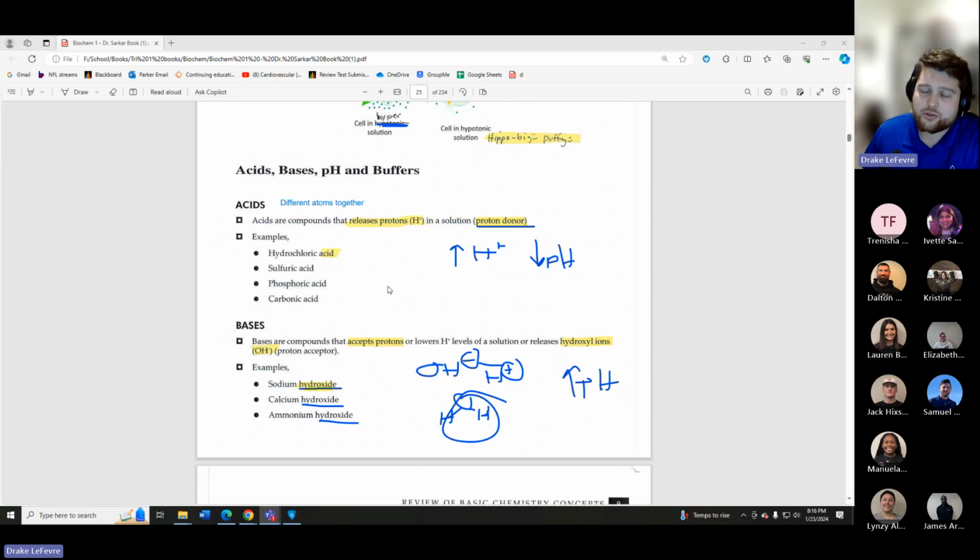So if we put a strong acid into a solution, what is it going to do to the pH? Decrease. Yeah, drop it. Good. The pH will decrease because the more hydrogen we have, the more acidic the solution and the lower the pH value. And so that is opposite for bases.